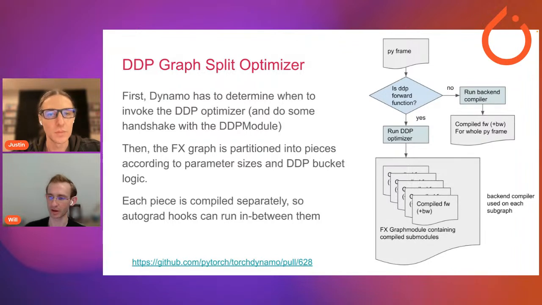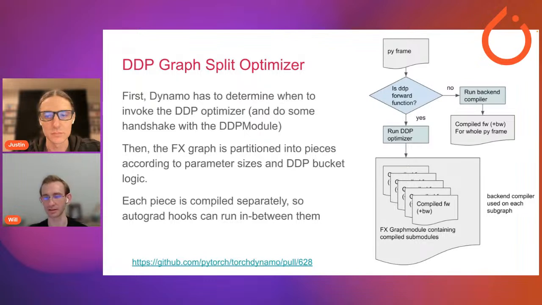So now I'm going to talk more about how the graph splitting works, show some data, and walk through the code a bit. In order to do the graph splitting, Dynamo has to determine, first of all, when this part of the program that it's compiling is even a part of a DDP program.